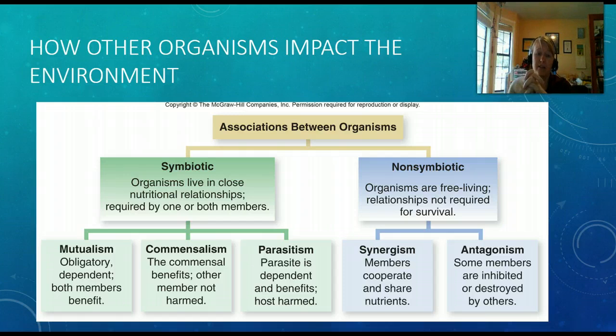In non-symbiotic, we have synergism, where the members cooperate and share nutrients, and usually they can survive better as a group than they can on their own. And then we have antagonism, and this is where our microbiome is important, because our microbiome prevents other pathogens and other microbes from taking hold of our skin, our internal structures, things like that. So that's where that microbiome comes into play. It actually prevents other microbes from coming in. So these are the different ways that microbes can impact each other.